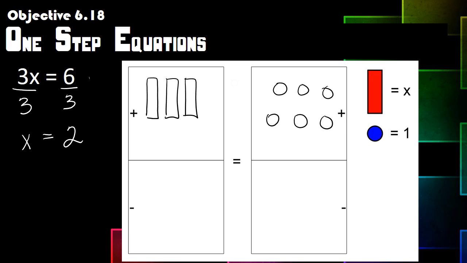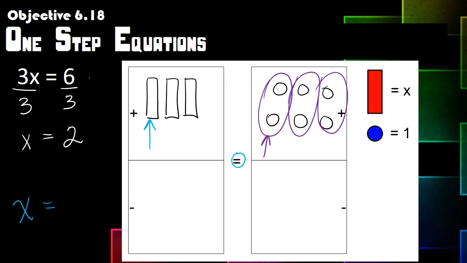So we notice we have 3 variables on the left-hand side. That means we need to have 3 groups on the right-hand side. So let's go ahead and group our friends over here. So we have our first group, we have our second group, we have our third group. And so now we need to figure out how many is just in one group. So we know that our one group here has 2. So we can say that 1x, so our friend x, would be equal to 2.